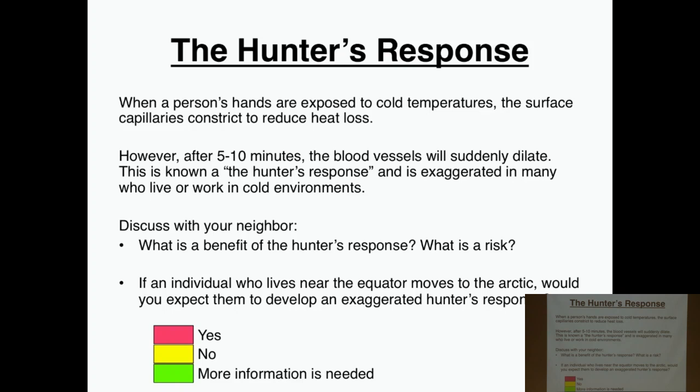It can also help to prevent frostbite, although frostbite requires that you be so cold that ice crystals are going to form, and that's a slightly different issue than this thermal regulation. Okay, what's a risk of this?